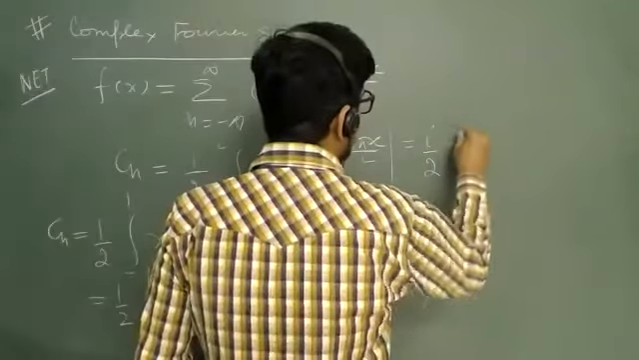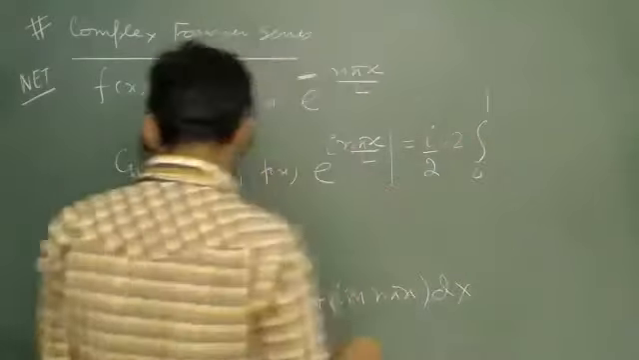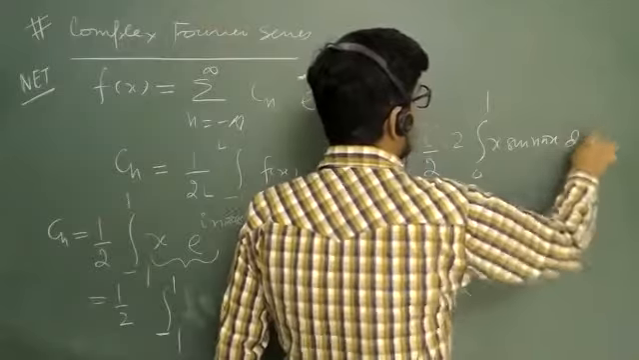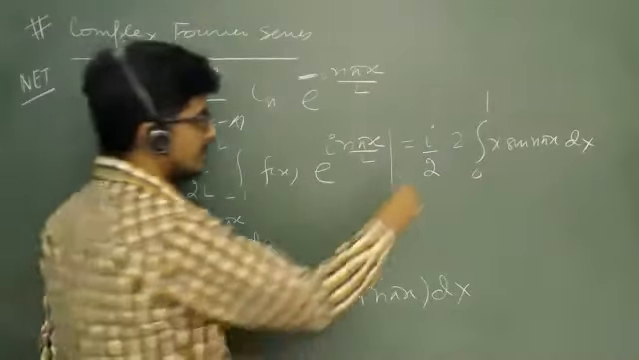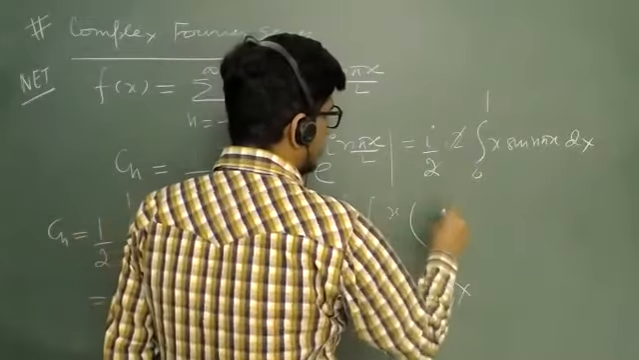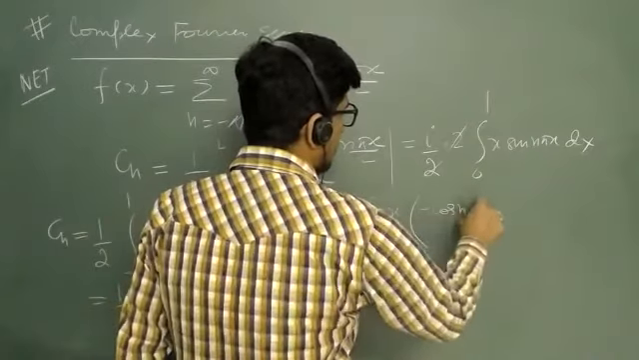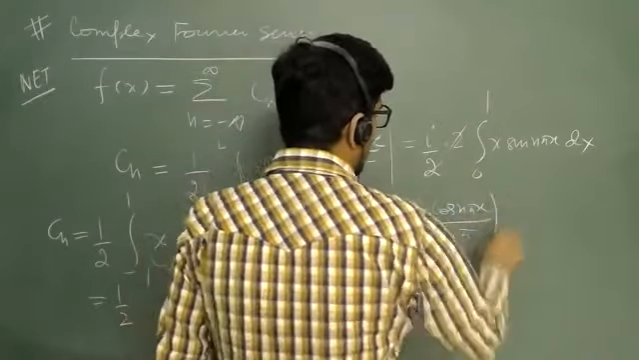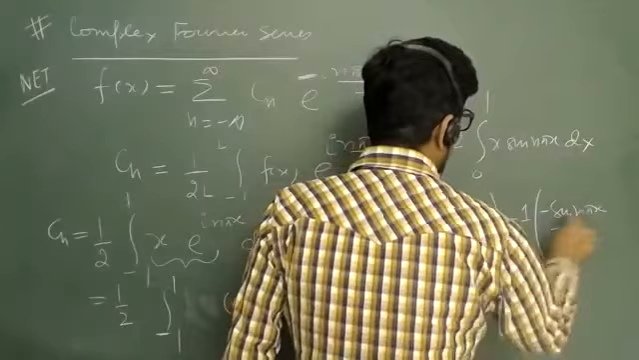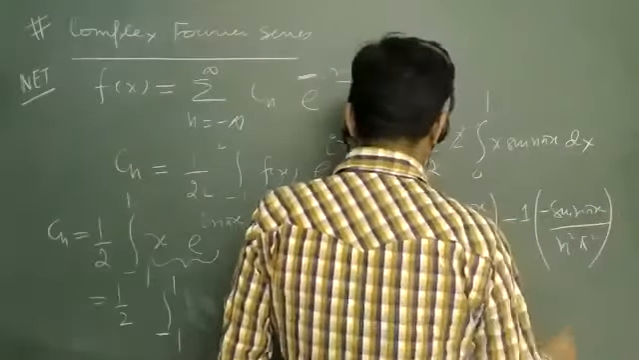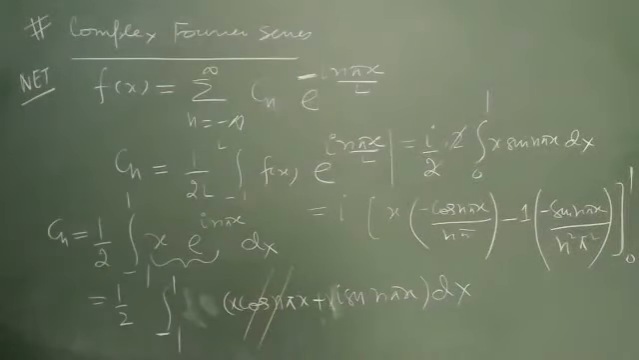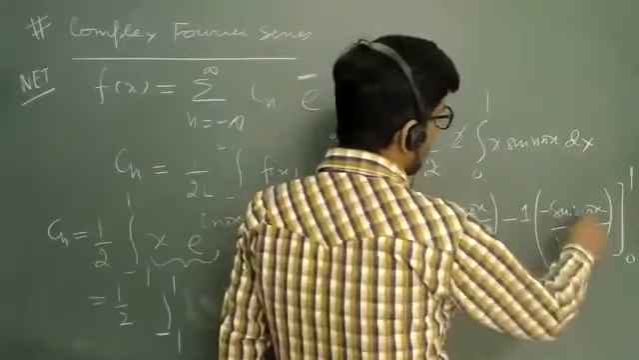integral 2 times 0 to 1 x sine n pi x dx. So the 2 will be cancelled and it will become iota, first function times integration of second, minus cos n pi x by n pi, minus derivative of x times integral of this, which will be minus sine n pi x by n squared pi squared, from 0 to 1. Now, when you put 1, this will be 0. When you put 0, this will be 0.